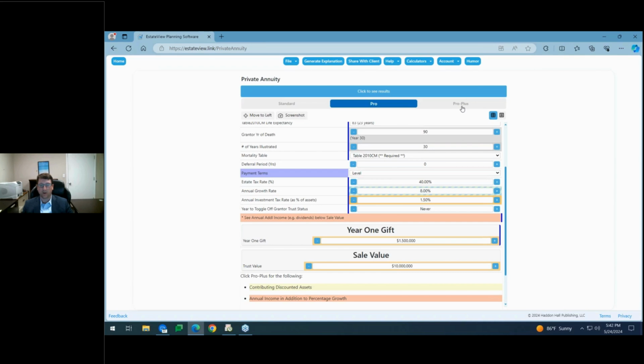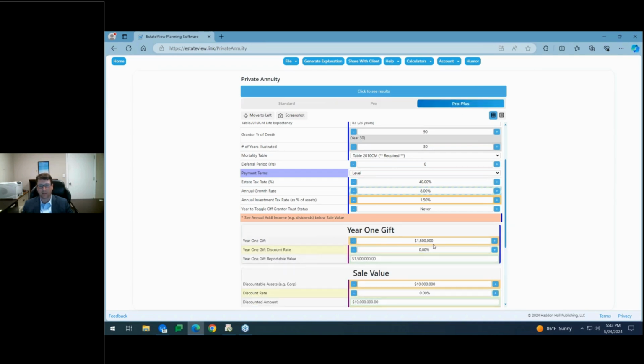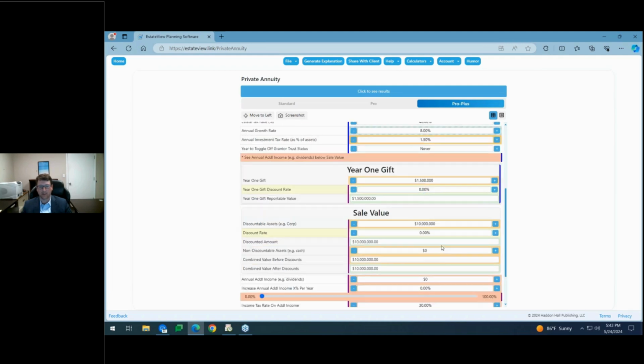I'm going to go ahead and show you Pro Plus now because I want to talk about some of the additional features in Pro Plus mode that allow us to take into account discounts. So here we have the year one gift at 1.5. If that's going to be discounted, maybe you have an entity and you're transferring 5% of the entity as a gift and selling the remainder percentage for the private annuity. So that might have a 25-30% discount that would apply on that. Let's assume no discount for the gift, that we're just going to contribute cash or marketable securities as our gift.